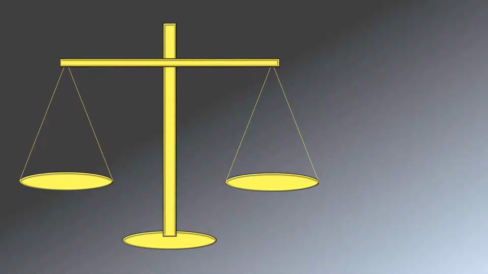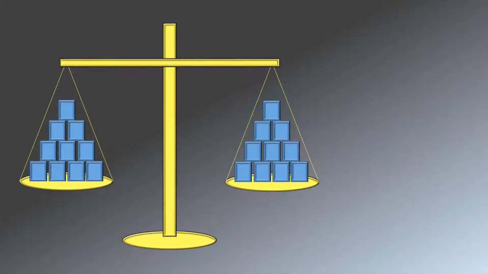Imagine that we had a scale that looked like this. On each side are 10 barrels. We're going to play a game with those barrels. On your turn, you will stand underneath the right side.